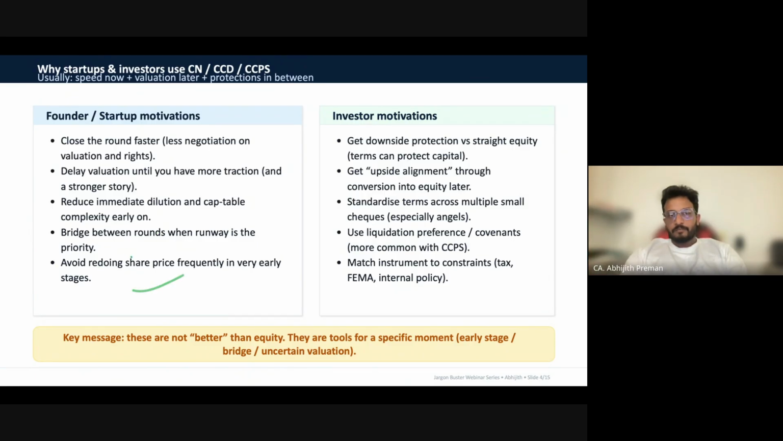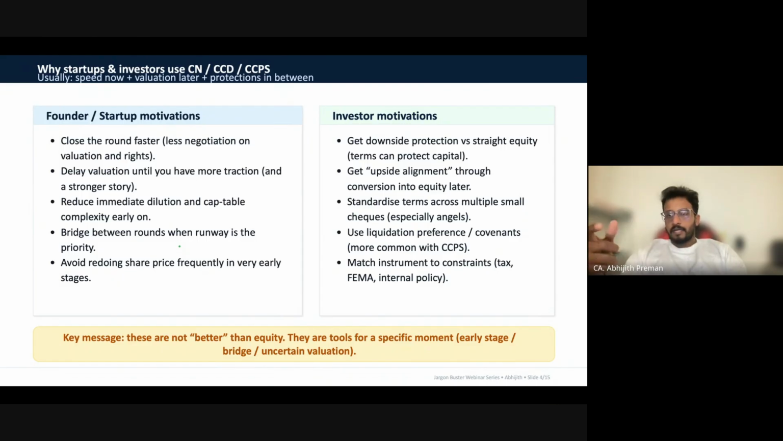Avoid redoing the share price frequently in very early stages. As I've told earlier, doing a price round comes with a lot of compliances. You have to get a valuation report from a registered valuer. If there is foreign investment involved, you have to get the valuation report from a merchant banker also.